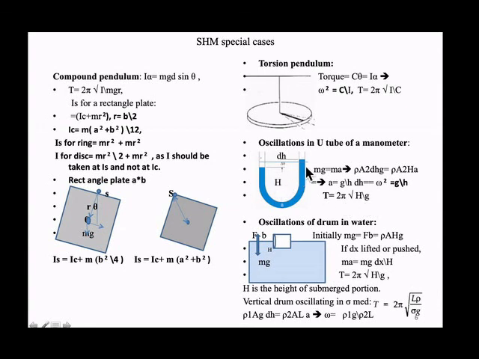This is h. So this is similar to 2 pi root L by g for a simple pendulum, and 2 pi root I by c for a torsion pendulum. Like that, here it is 2 pi root h by g.